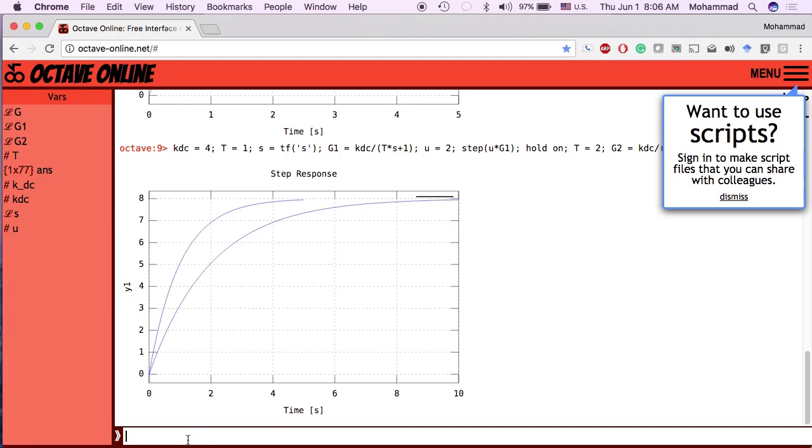The other thing you can do, for example, because hold is on, you don't have to execute the previous commands again. What you can do is you can look at the effect of changing KDC.